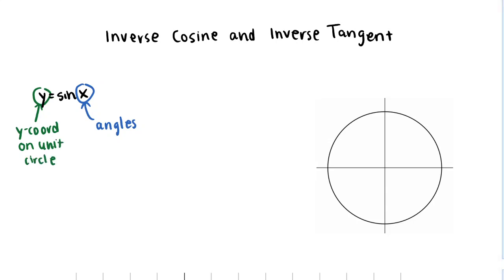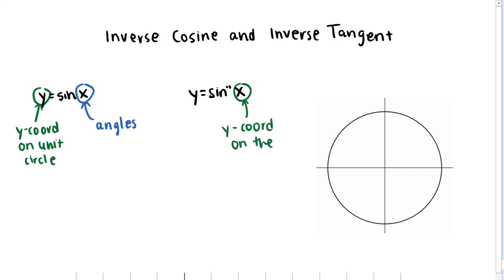And then inverse functions reverse the roles of the inputs and the outputs of the original function. So if we have y is equal to sine inverse of x, then the input of this inverse function is not going to be an angle. These are going to be the outputs of our original function. They're going to be y coordinates on the unit circle, whereas the outputs of this function are now going to be angles.